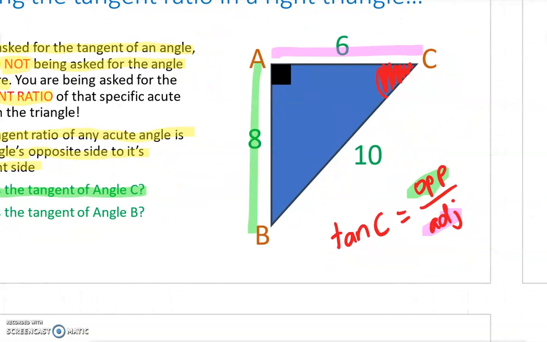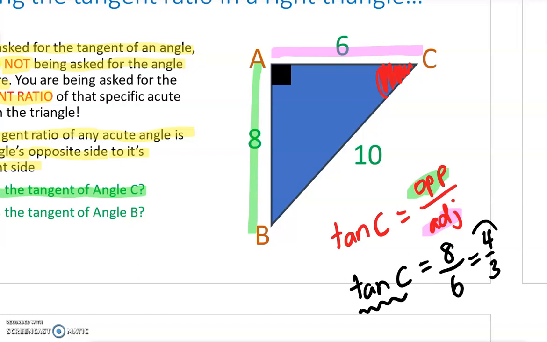So we say that the tangent ratio of angle C, so we shorten it, this is abbreviated, tan C is equal to the opposite side, 8, divided by the adjacent side, 6, which reduces to 4/3. And that's the tangent ratio of angle C, and it's really that simple.